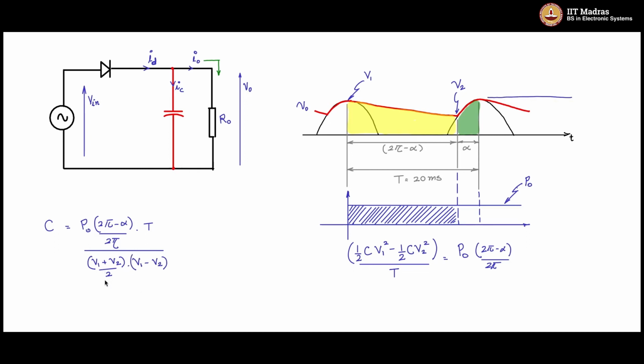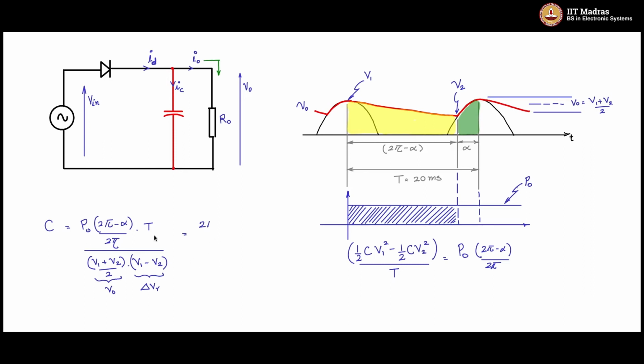So what is V1 plus V2 by 2? It is nothing but the averaging of V1 and V2. So you have V1 and you have V2, and V1 plus V2 by 2 is somewhere in between. I will call this V0. V1 minus V2 is delta VR, that is the ripple voltage. This is again an input specification.